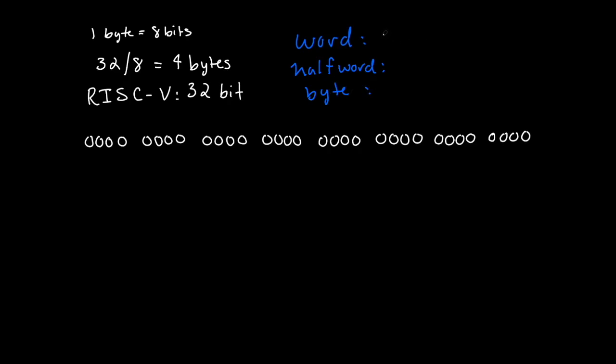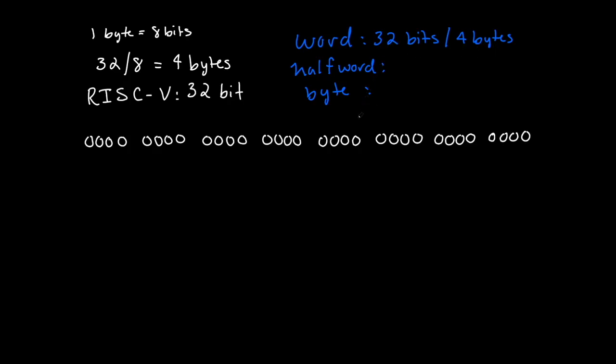So we can see that in RISC-V, a full word is going to be the size of the register. In our 32-bit implementation, it would be 32 bits, or 4 bytes. In the 64-bit implementation, a word would be 64 bits, or 8 bytes.